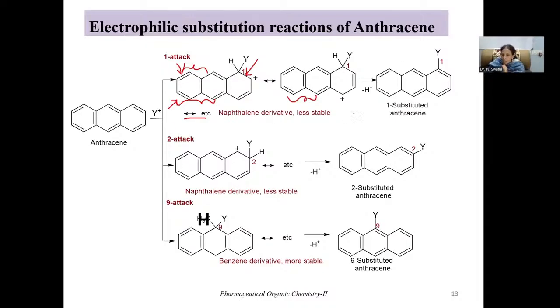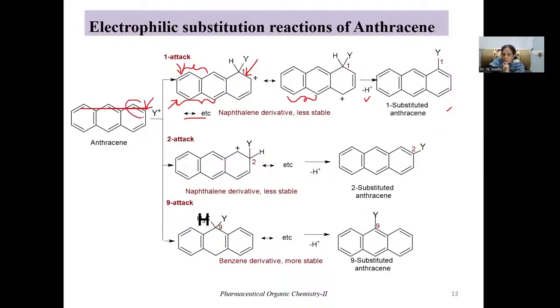And now once the carbocation is formed, immediately it will undergo the third step, that is deprotonation, and thus it gives the corresponding 1-substituted anthracene product. Now coming to the second attack, that is when the electrophile attacks at the second position. This is the second position.